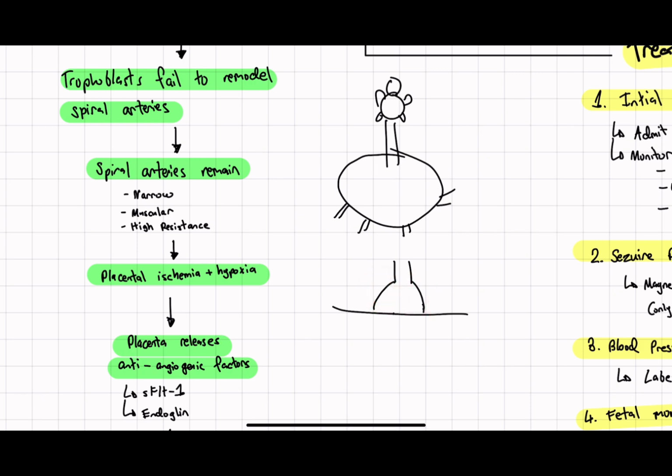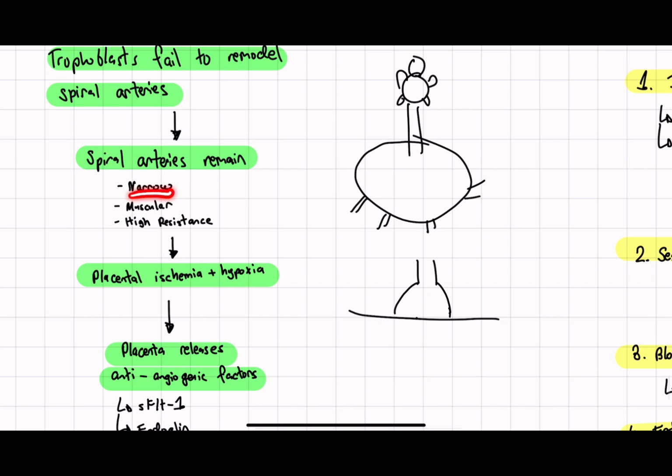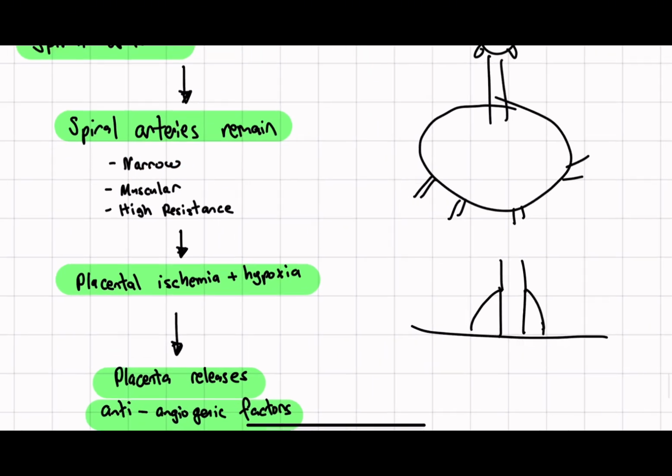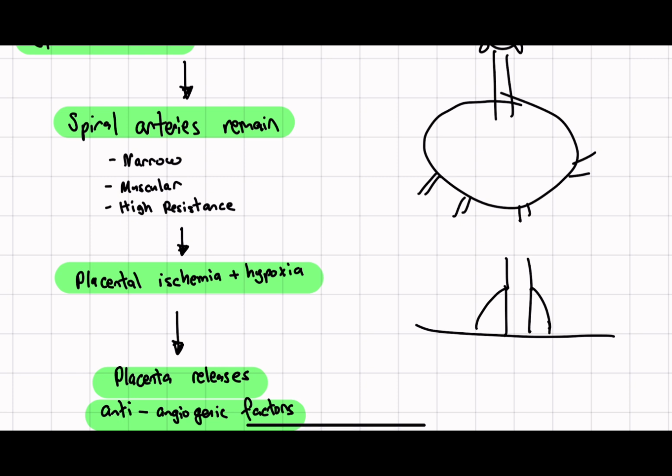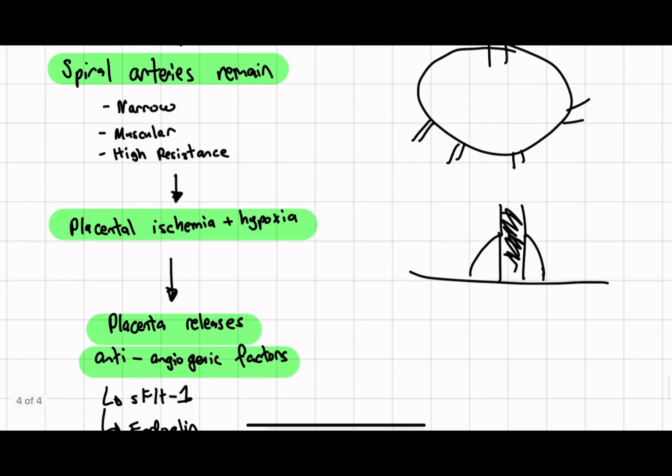So what happens then? These spiral arteries remain narrower, right? They're going to be extremely narrow like this. They will be very high resistance as well, because they're narrow, that makes sense. It's harder for blood to go through and into the placenta. So what happens if you have less blood going to the placenta? Well, it makes sense. You're going to have ischemia and hypoxia. So with ischemia, you have less blood going into the placenta, and of course, since blood carries oxygen, you're having less oxygen going into the placenta.